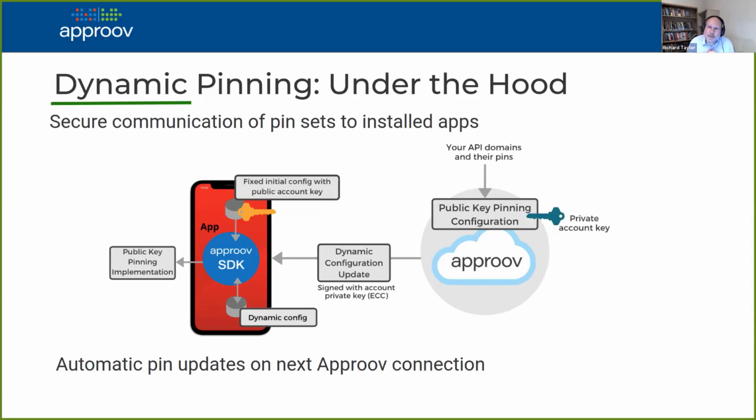When a configuration needs to be updated, it needs to be correctly signed with the private key. So we can transmit an update for pins over an unpinned channel, and the SDK itself will only accept that if it's correctly signed. We're proving that this is an update that's actually coming from the Approve service. It automatically updates the pins, and the way our integration works, it means that automatically your app will be updated to the latest pins and start working again.